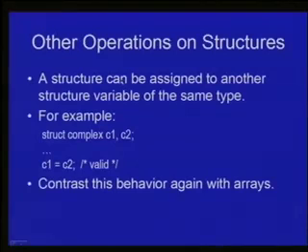Now let's look at some other operations on structures. And the basic operation that we can do is that a structure can be assigned to another structure variable of the same type. So let's say again C1 and C2 are variables of type struct complex, that is, they are complex numbers. So this assignment is valid. Note that the left hand side is a variable which is of a structure type, and the right hand side is also an expression which has the same structure type. So C1 assigned C2 is valid, and whatever is the value of the complex number C2, that gets copied into the complex number C1.